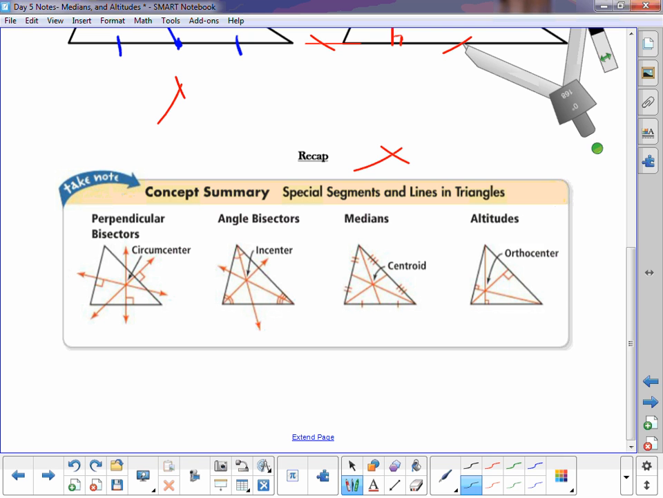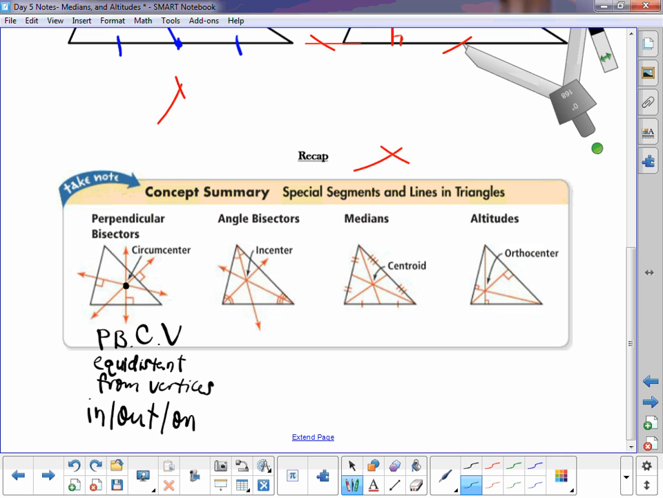So our perpendicular bisectors meet at the circumcenter. And what is the special property about our circumcenter? Good, equidistant from the vertices. I'm going to write equidistant from vertices. Alright, and is my circumcenter always in or in, out, on? In, out, on. Good. So we have in, out, and on. Okay, so that was our perpendicular bisectors with the circumcenter.